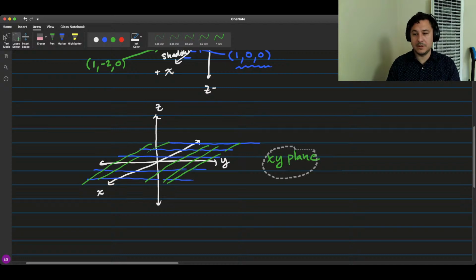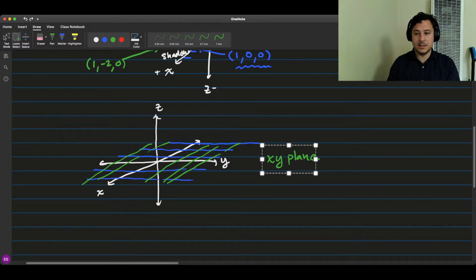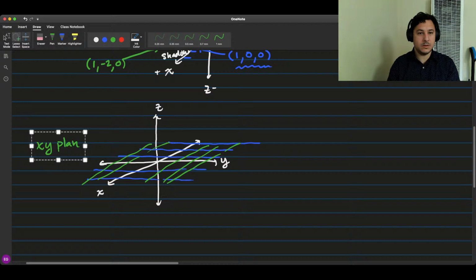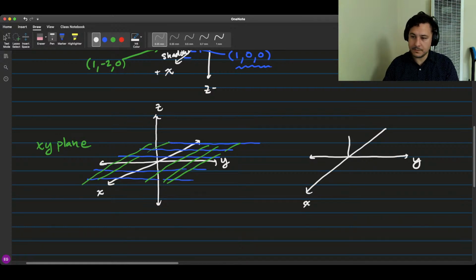Let me move this thing. Okay, I didn't select everything that I wanted. Okay, so that's the XY plane. Let's draw another one. So I've got my y-axis, my x-axis, and my z-axis.